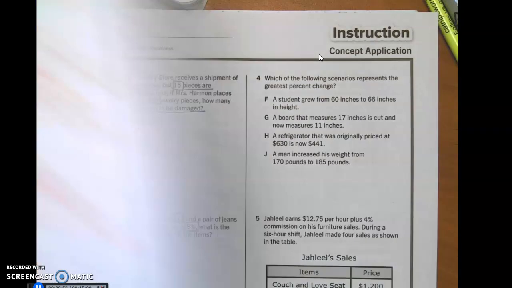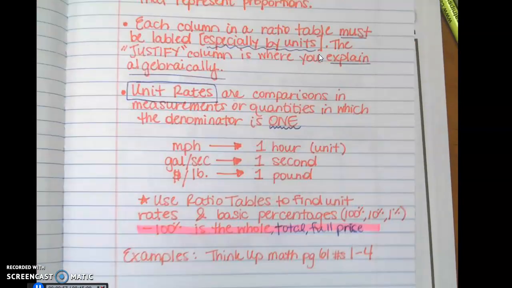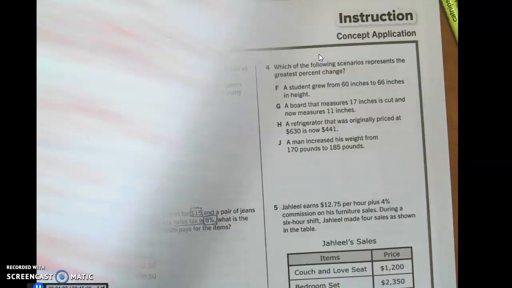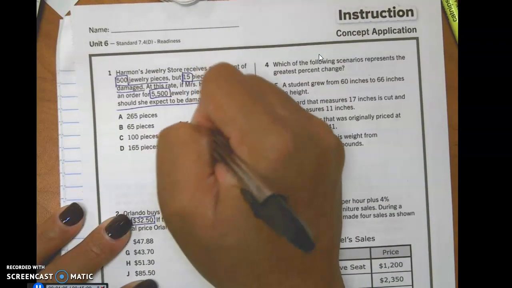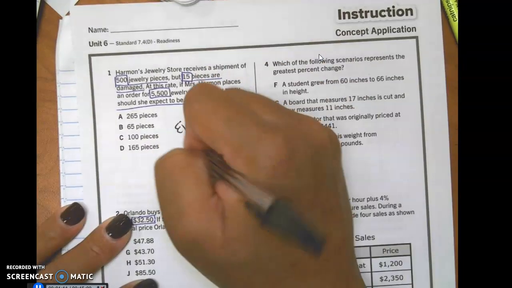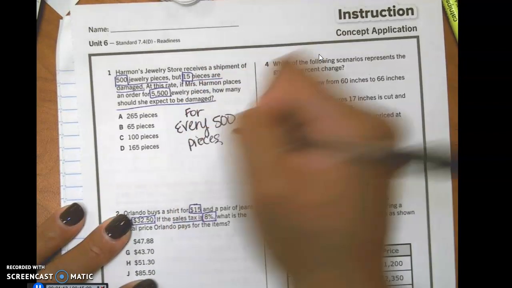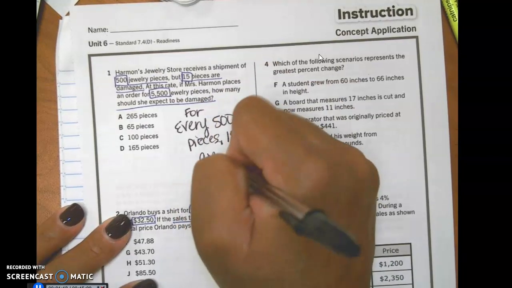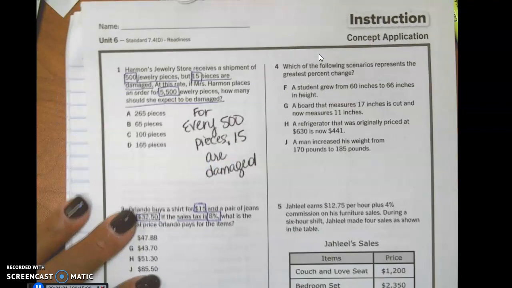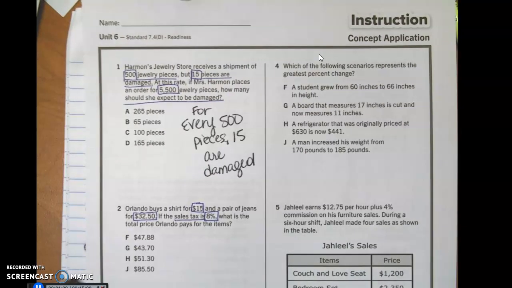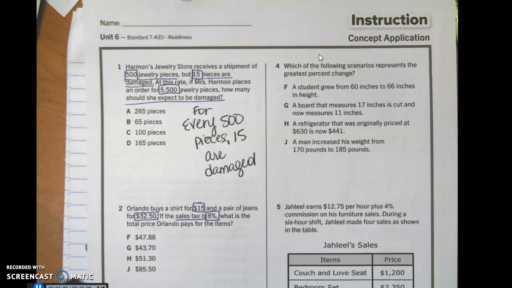61, it was at the bottom of the notes. Here are the notes. So every 500 pieces, 15 of them are damaged. That's exactly what it says. No, it's for every. So that's the rate. No, they've given me the rate already. For every 500 pieces, 15 are damaged.